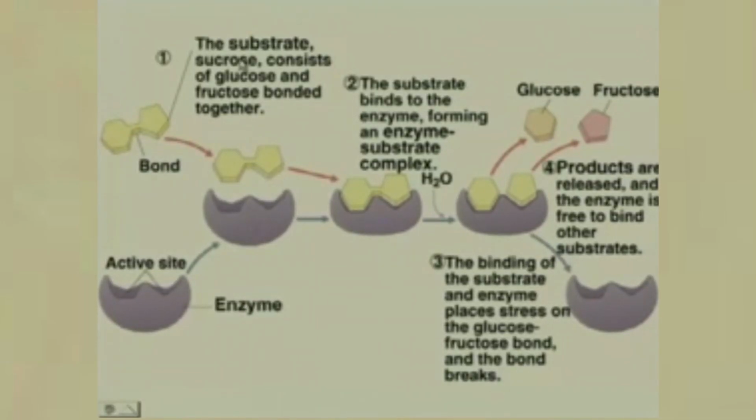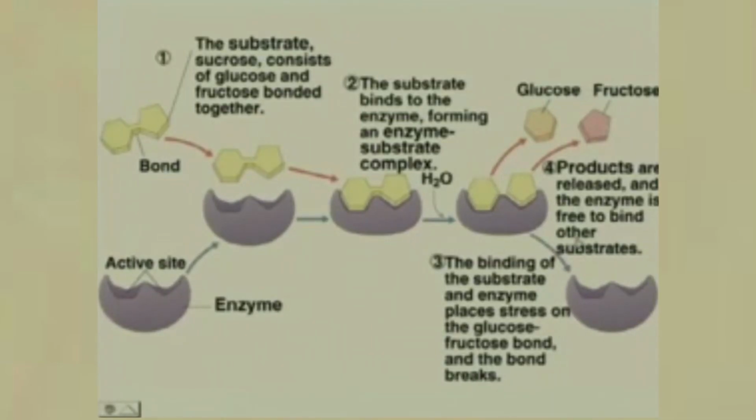So the substrate binds to the enzyme. So what do we form? The enzyme substrate complex. The substrate binds to form the enzyme substrate complex. Then what happens? We have a hydrolysis that occurs, and we have the breaking of this bond. That's an enzymatic mechanism which we do not have to consider right now. Then what happens is the products are released.